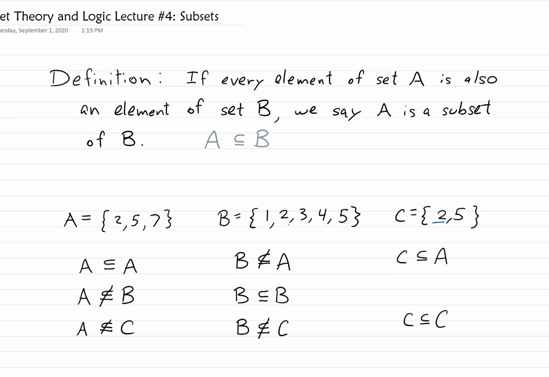2 is in C, and it's also in B. 5 is in C, and it's also in B. So C is a subset of B. Okay, you see how that works?